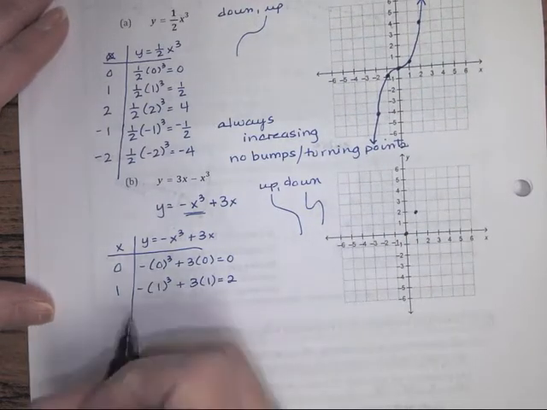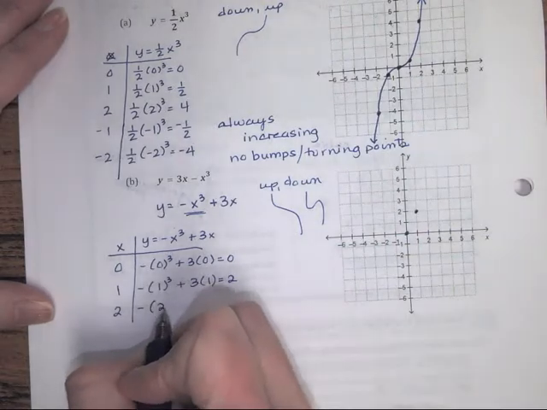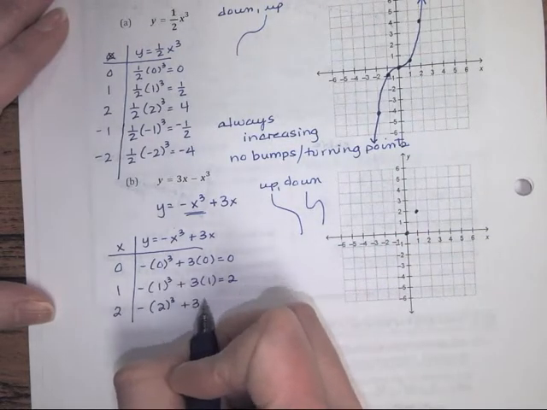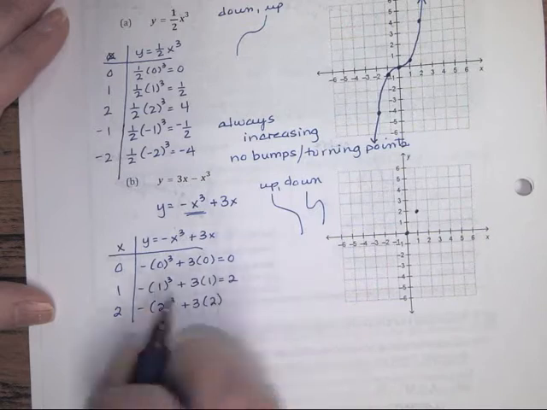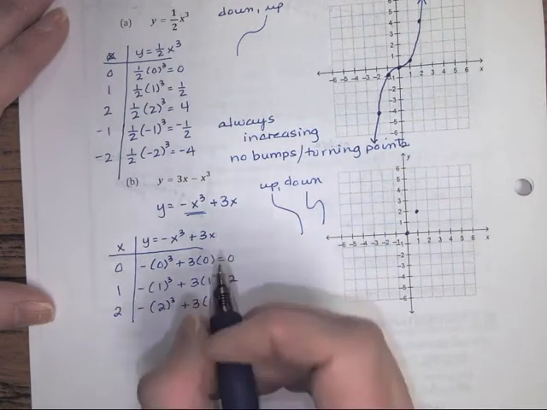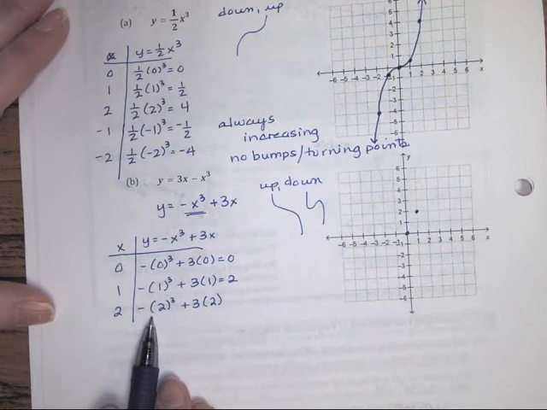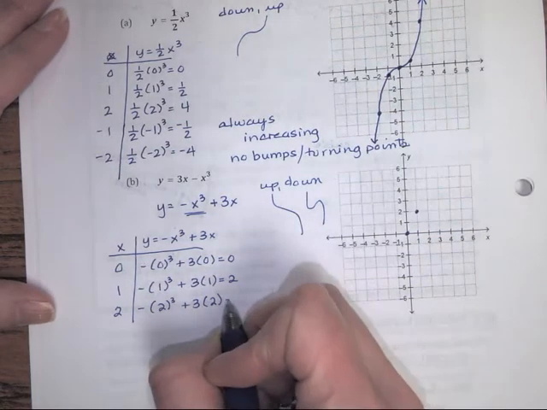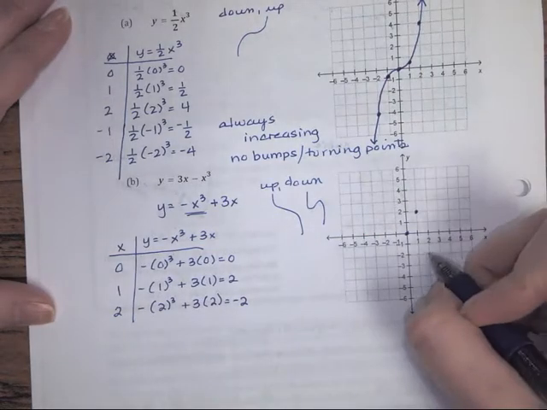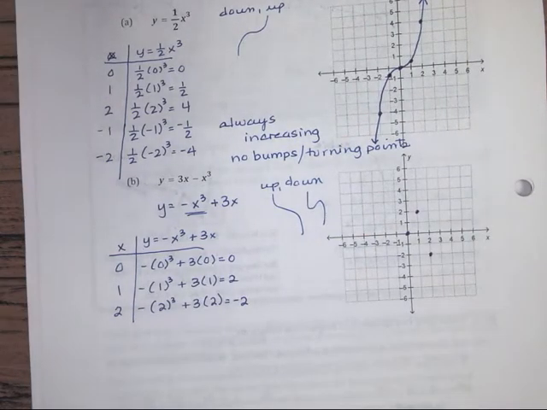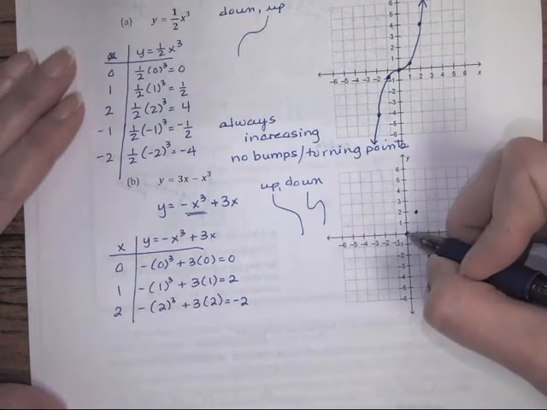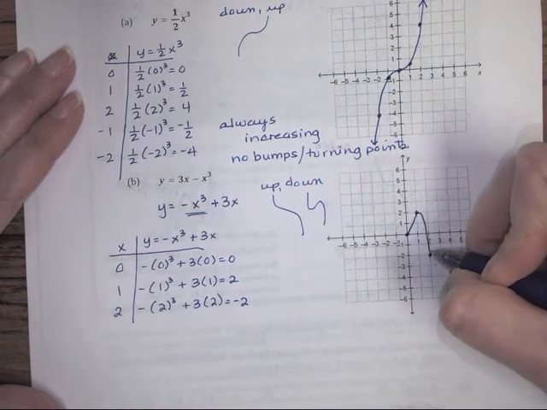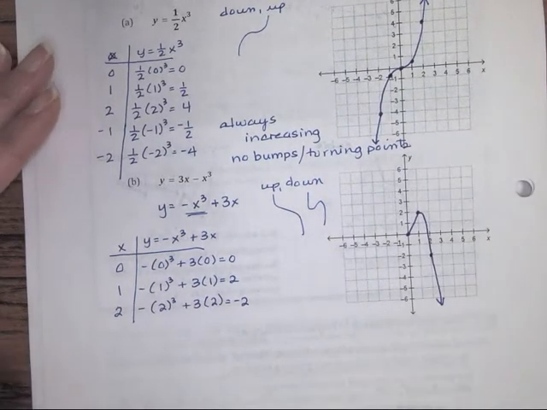Okay. Let's go 2. So -2 to the third plus 3 times 2. So this is, let's see, -8 plus 6. Wouldn't that give us -2? So (2, -2). Oh, so do you see a bump there somewhere? Just a little one. All right, so now we're starting to see the shape of this thing. It looks like it's doing something of that sort.